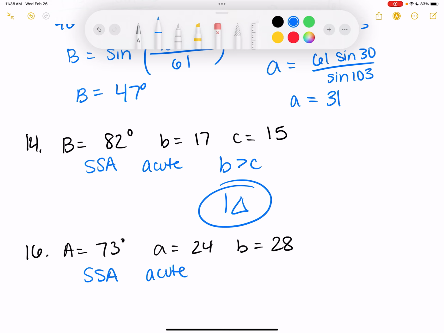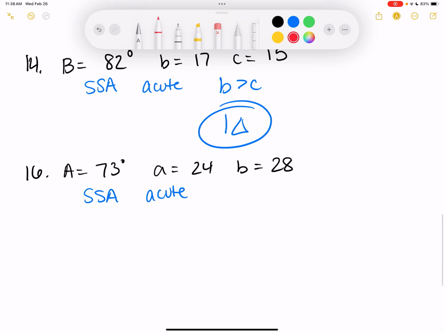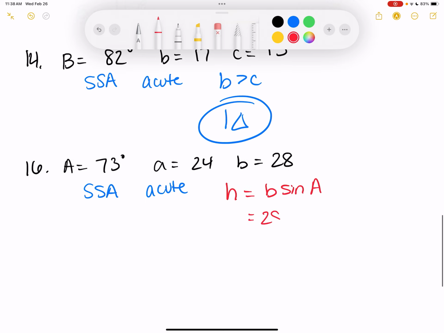So H is equal to B sine A. It's always the side that doesn't have the angle. So whatever angle goes here, which obviously there's only one, then the other side goes with it. So this would be 28 sine of 73. This is where you've got to go one decimal place past, because sometimes it may come out rounded. It might look like 28, but it actually is 28.2 or whatever. So make sure you pay attention to that. So somebody can tell me what that is.